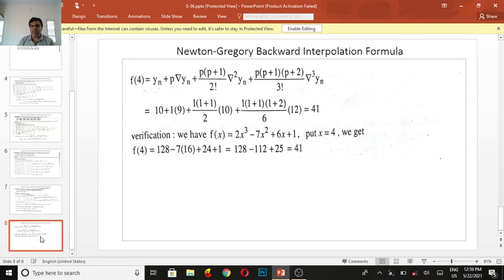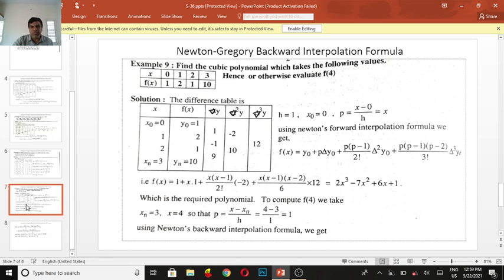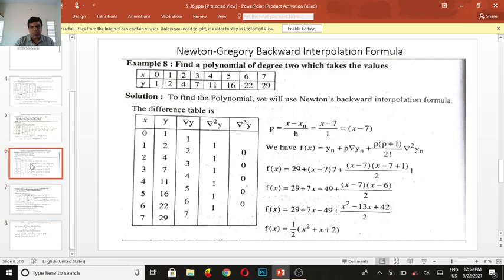Generally, delta we can write. If you put x equal to 4... So similarly we come to one more problem. We know the method of finding the polynomial.